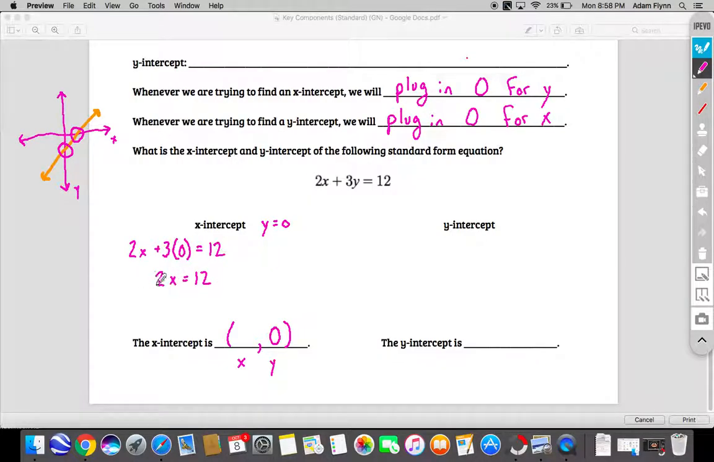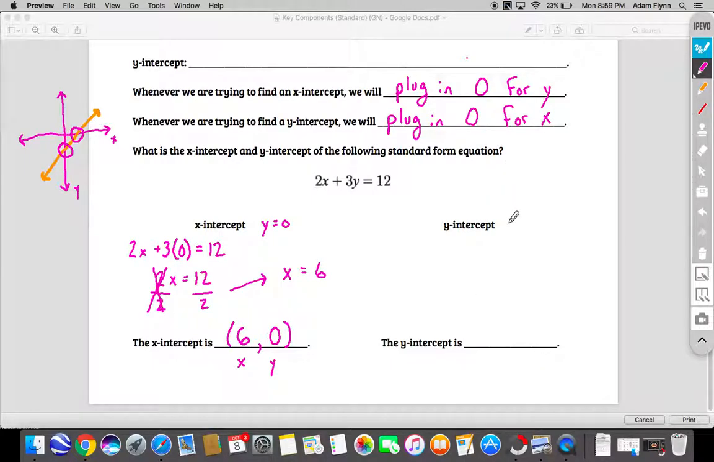So to get the x by itself, 2 and x are being multiplied, so I'll divide by 2, and divide by 2. These 2's cancel, and x equals 12 divided by 2, which we know is 6. So I can take this x equals 6 and plug it in for my x right here. So I know my x-intercept, or where my line crosses the x-axis, is going to be at the point 6, 0. So up here I would go over 6, and I wouldn't go up or down anything.